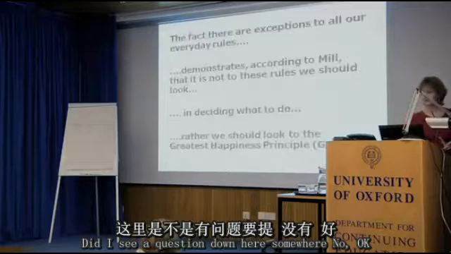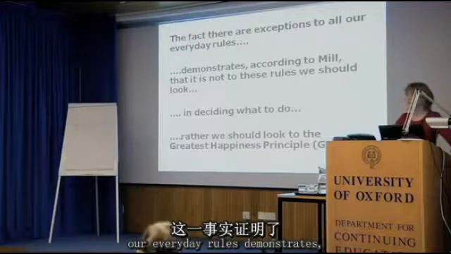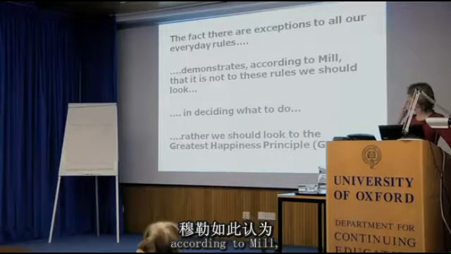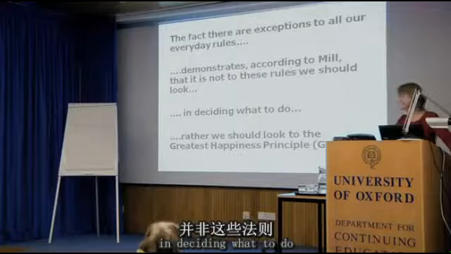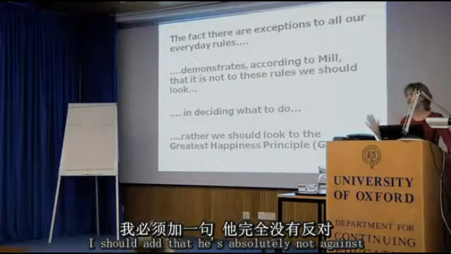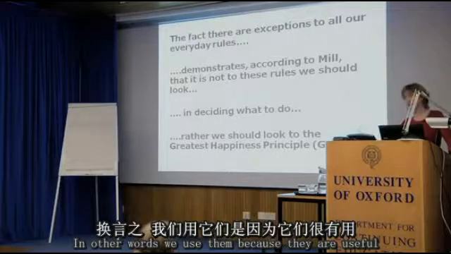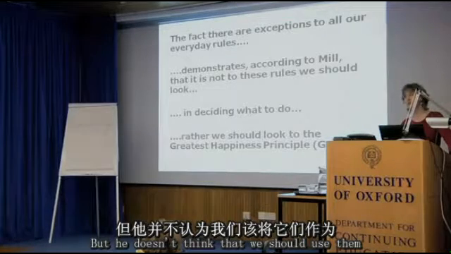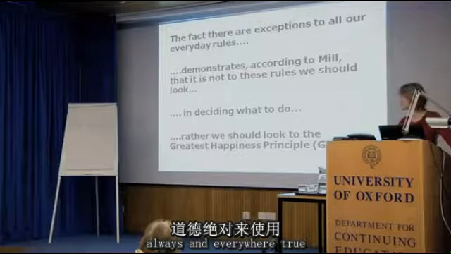No? Okay. So the fact there are exceptions to all our everyday rules demonstrates, according to Mill, that it's not to these rules we should look in deciding what to do. I should add that he's absolutely not against their being used as rules of thumb. In other words, we use them because they're useful. But he doesn't think that we should use them as moral absolutes, as being always and everywhere true.